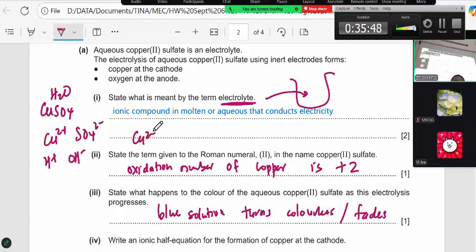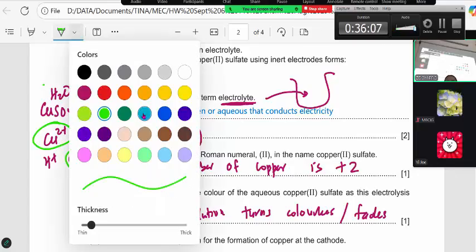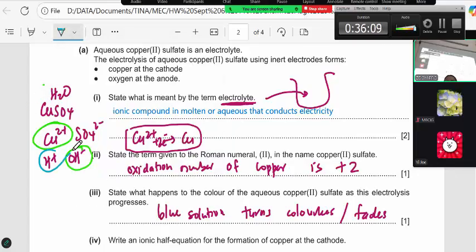So the copper ions become copper, right? So the concentration of copper ions decreases. So the copper ions will become copper. Then the hydroxide ions become oxygen. So what's left over in the solution? Sulfuric acid. So the copper sulfate solution eventually becomes sulfuric acid. Get it?